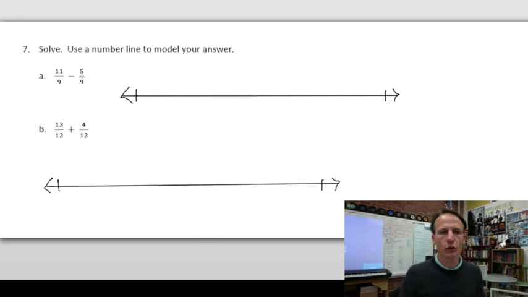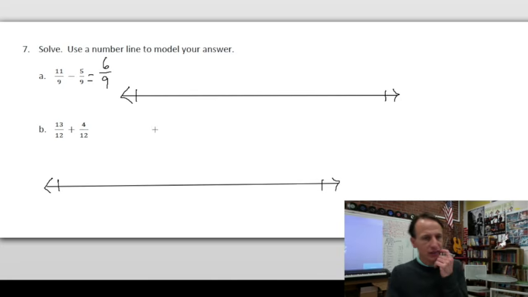All right, so 11 ninths minus 5 ninths. Well, that's easy. We just did a bunch of this, right? So that gives us what? 11 minus 5 is 6, and we're talking about ninths. Okay, so this gives me a better sense of how I can label this line.